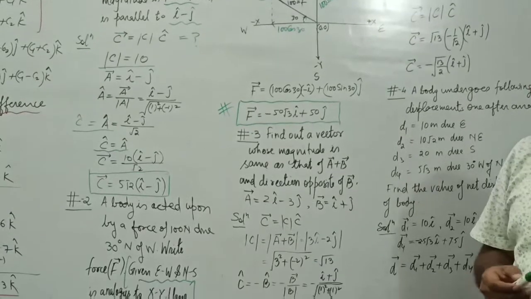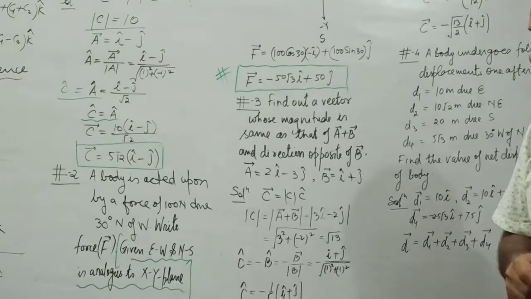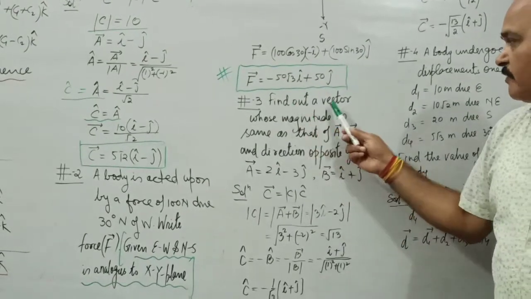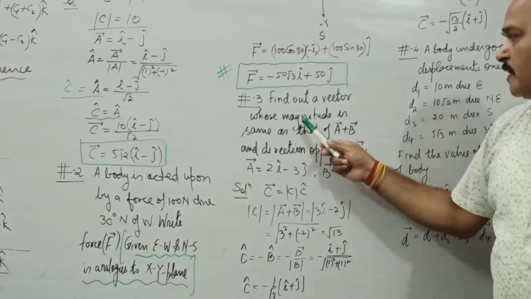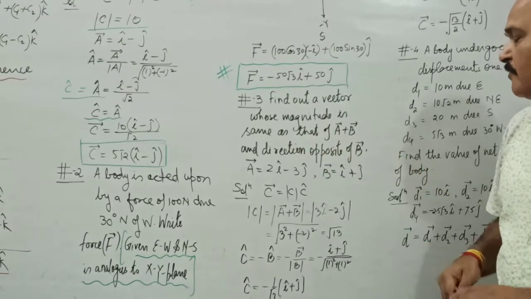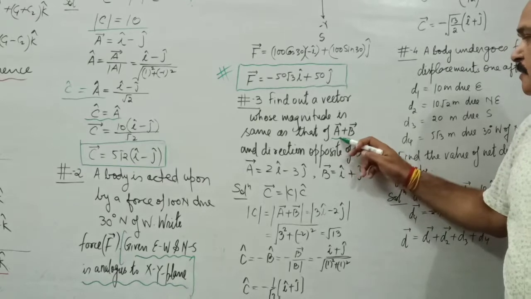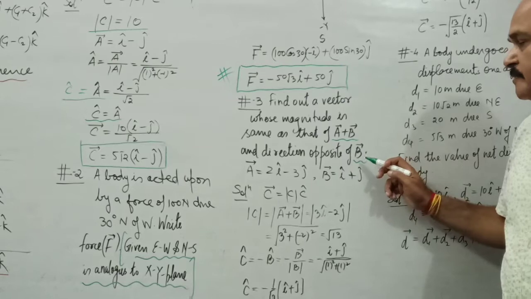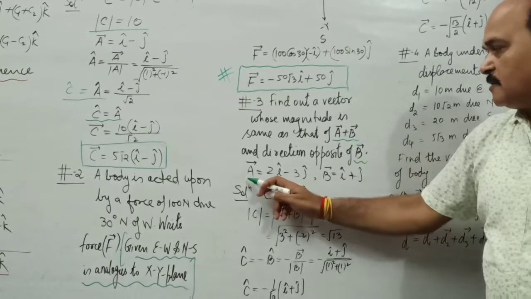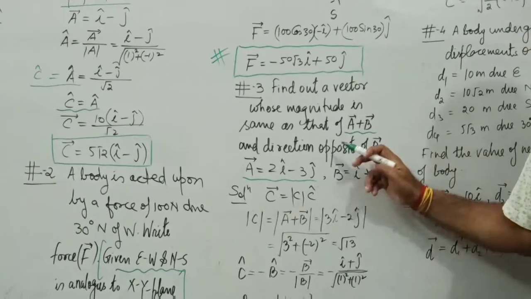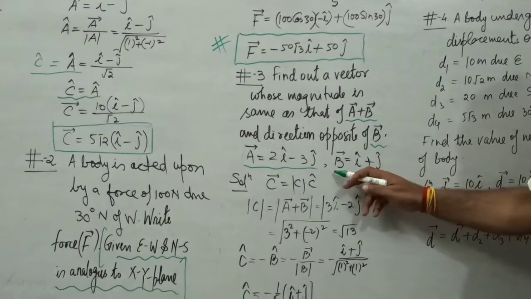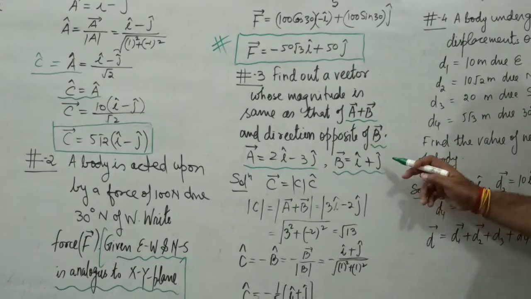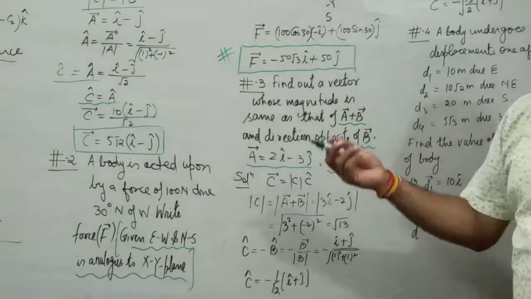The third question of the day, again a very simple numerical. Find out a vector whose magnitude is the same as that of A plus B and direction opposite of B. A vector is 2i minus 3j and B vector is i plus j. So again we are supposed to find out a vector C.